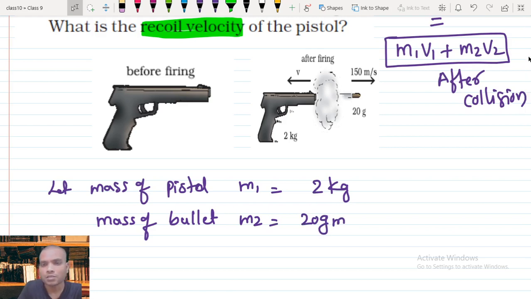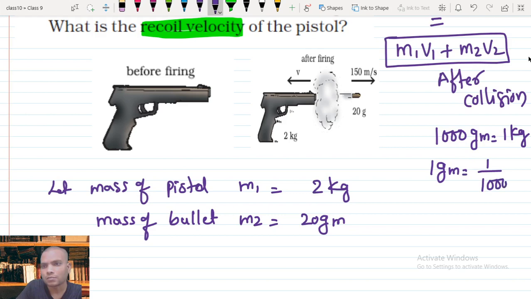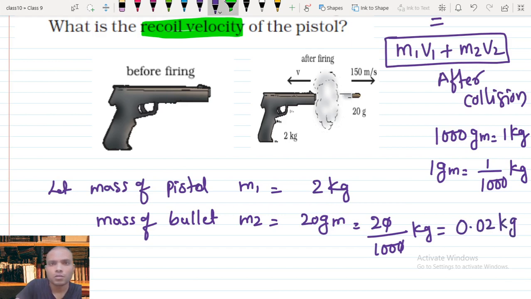If you convert these grams in terms of kg, 1000 grams equal 1 kg. Therefore 1 gram equal 1 upon 1000 kg. In the place of grams, I can substitute that 1 upon 1000, so I get 20 upon 1000 kg. If you do that calculation, you end up with 0.02 kg. So that is the mass m2, 0.02 kg, the mass of the bullet.